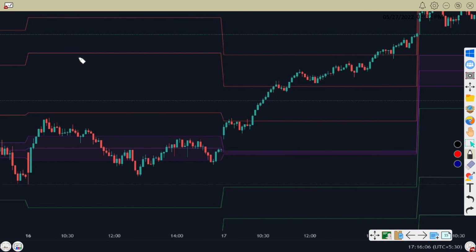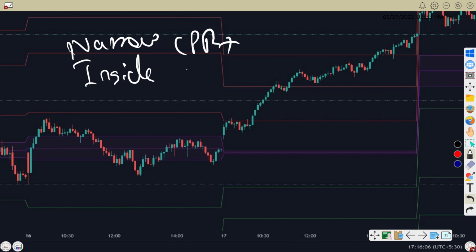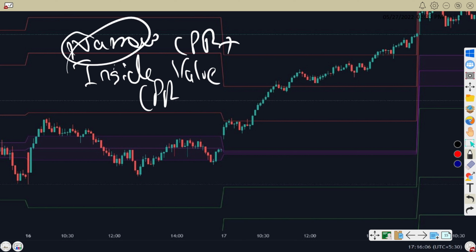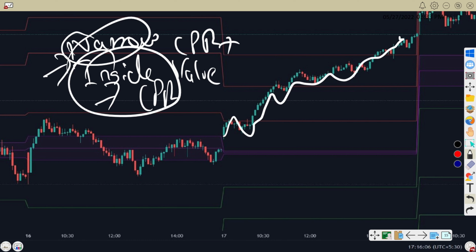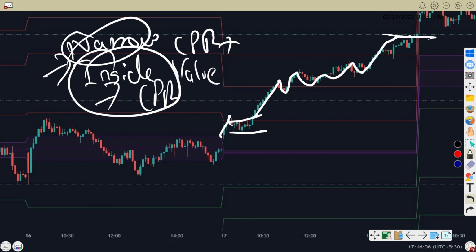So next is your narrow CPR. Okay. Plus you have your inside value. So you have two together. So your inside value CPR and your narrow CPR. So you can see that the market again ended up at the day's high. We got an explosive move, okay, followed by a bit of consolidation, and it ended up at the day's high. So narrow CPR plus inside value CPR.